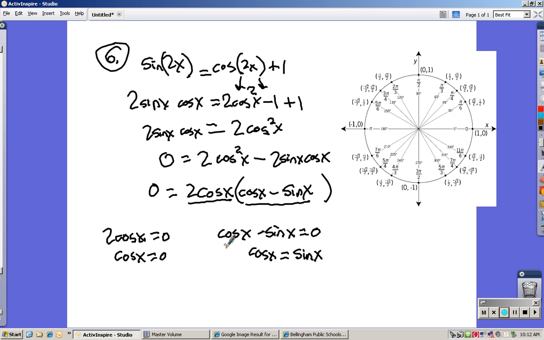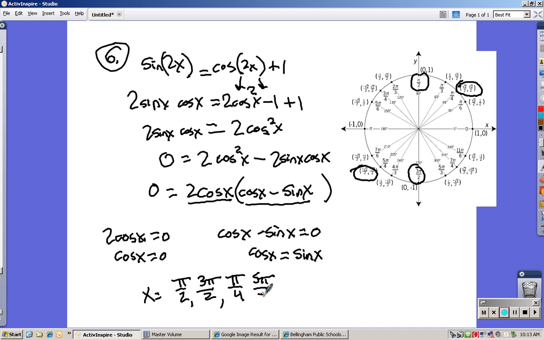So let's see. When is cosine of x equal to 0? I remember that cosine corresponds to x. So it happens here at pi over 2, and here at 3 pi over 2. So this gives me two answers, pi over 2 and 3 pi over 2. And cosine equals sine. When are they the same? Well, here at pi over 4, they're both root 2 over 2. And they're both negative root 2 over 2 here at 5 pi over 4. And if I was really being all official, I would list these in order.